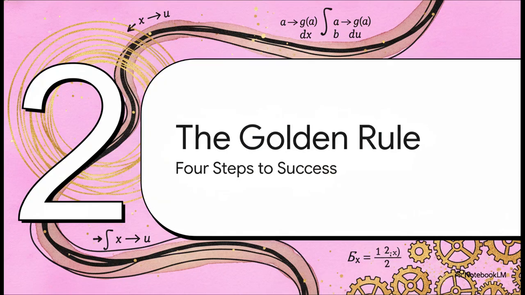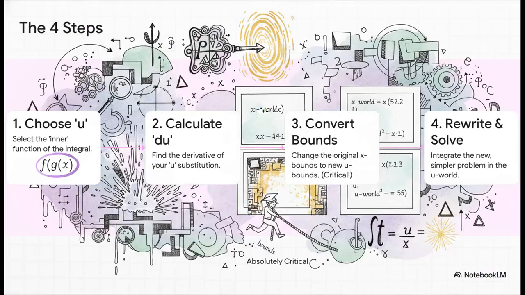Okay, so how do we actually make this journey? Well, it all comes down to 4 simple steps, but with one golden rule you absolutely cannot forget. When you change the variable, you must also change your bounds of integration. Say it with me. Change the variable, change the bounds. These are pretty much the keys to the kingdom.